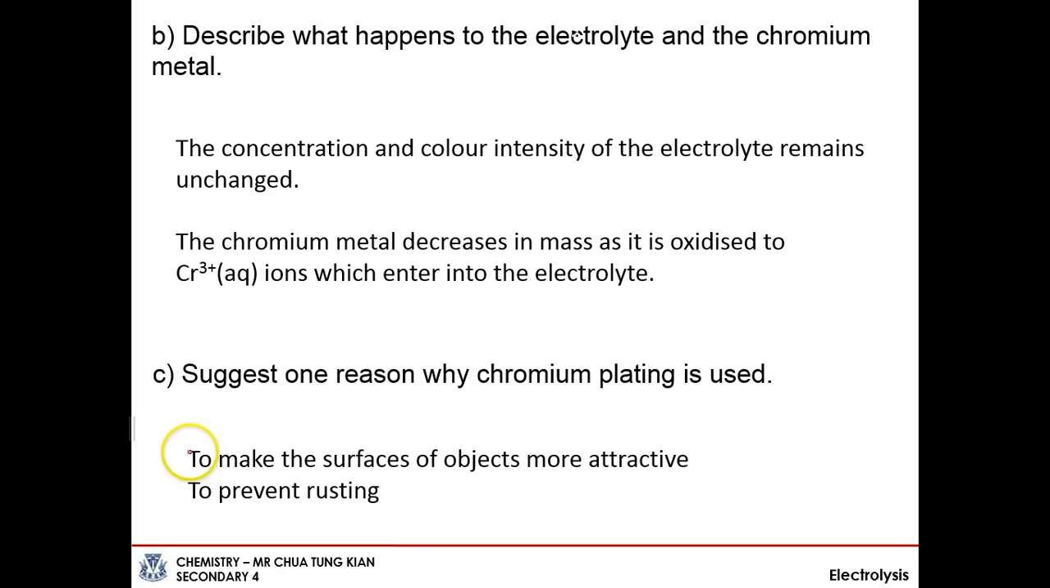So two reasons. One is to make the surfaces of objects more attractive, and it can also help prevent rusting. Take note, rusting only applies to iron-based objects because rust is hydrated iron 3 oxide, Fe2O3.xH2O. This is iron. So rusting is only for iron-based objects. In most cases, it is used to make the objects look more attractive and presentable.